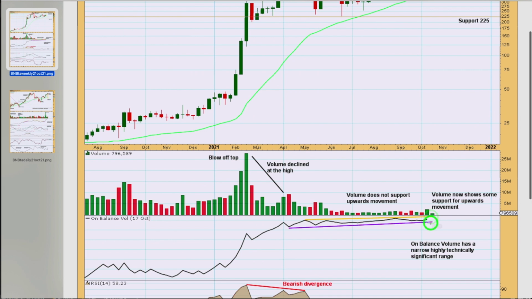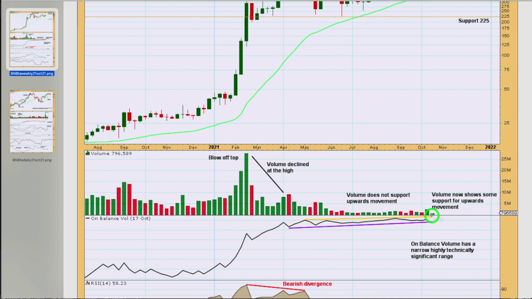I'd put more weight though on balance volume. This is a highly technically significant resistance line and a highly technically significant support line. On balance volume is constrained. I would expect a breakout now, sooner rather than later. The longer this consolidation goes on, the closer the breakout will be.